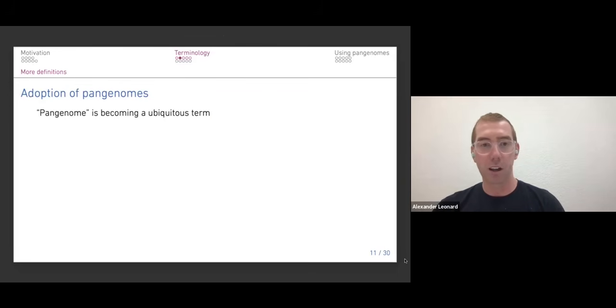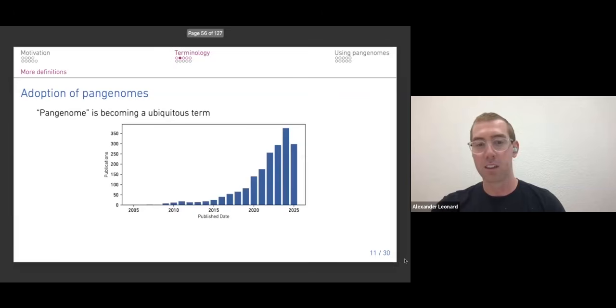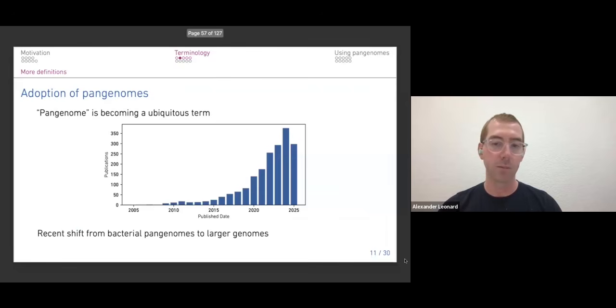Pangenome has also become a very common term. Certainly, if you look at conferences or paper titles coming out, they tend to include pangenome. Again, if we look at publication dates for papers, we can see there's this huge uptick around 2020. Certainly, this is when long-read sequencing became a bit more accessible. Many people had multiple genomes to work with, and pangenomes are a very natural way of working with multiple genomes.